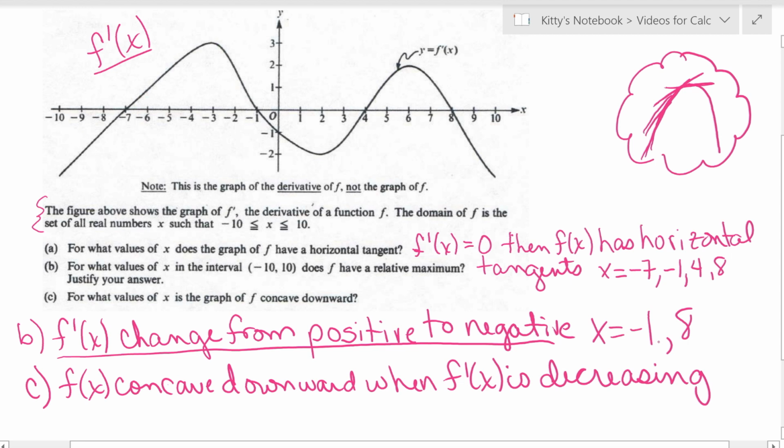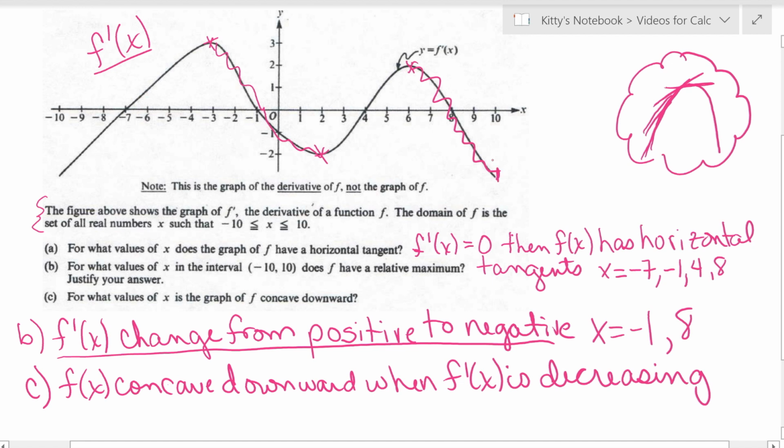And so now I've got to say to myself, how do I look at the graph given to figure out where f prime is decreasing? Well, that's easy, because if you start at negative 10, from negative 10 to negative 3, it is increasing. From negative 3, and I'm going to put a little mark there, from negative 3 all the way down to 2, it is decreasing. From 2 to 6, it is increasing. And from 6 to 10, it is decreasing.